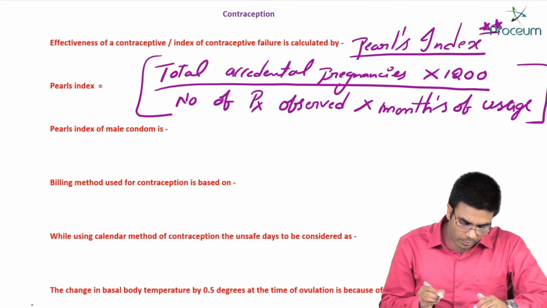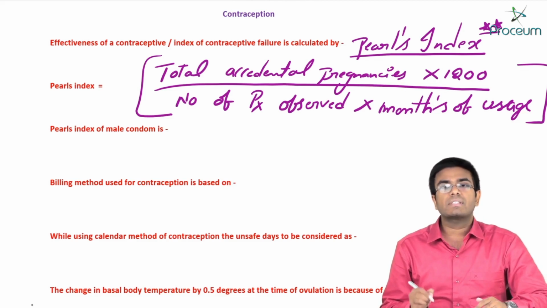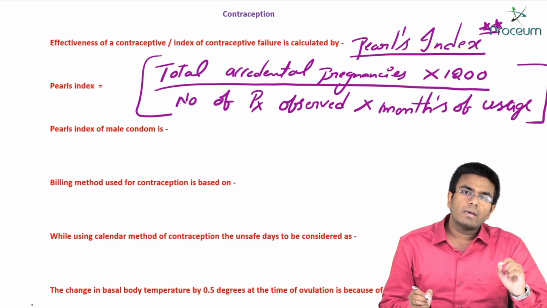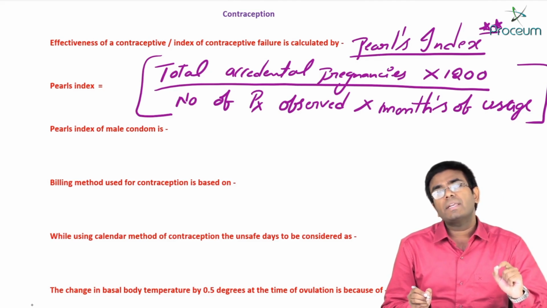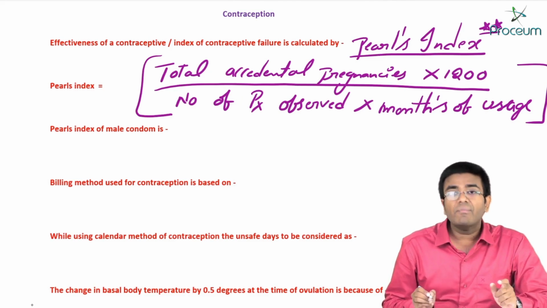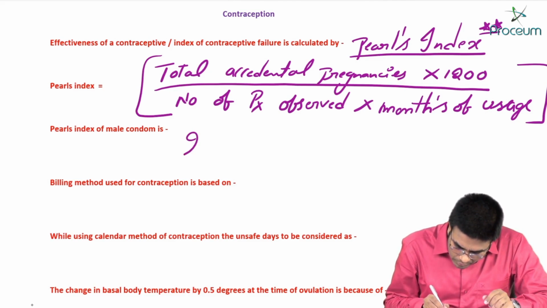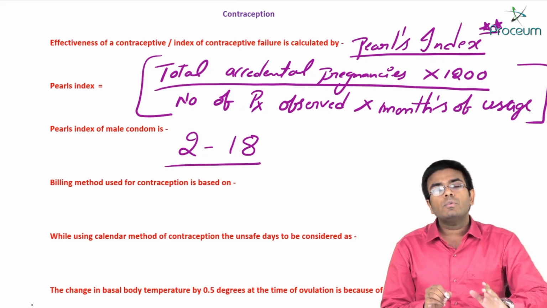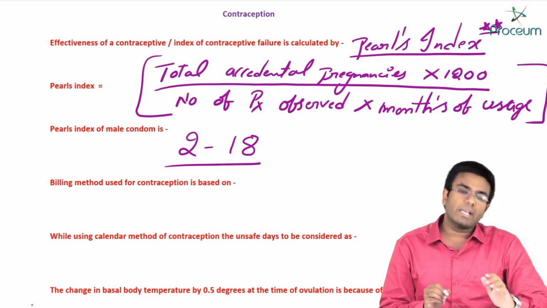Okay, now Pearl's index of a male condom is, okay, a very important MCQ, very important repeated MCQ. Pearl's index of a male condom is somewhere between 2 to 18. Okay, 2 to 18 is the Pearl's index for the male condom.